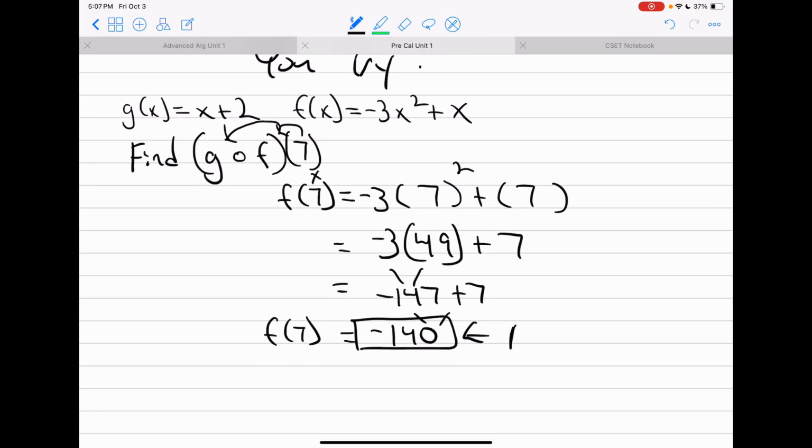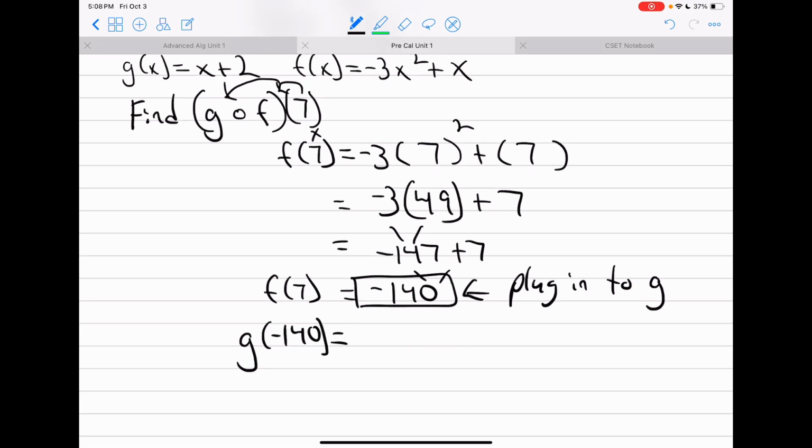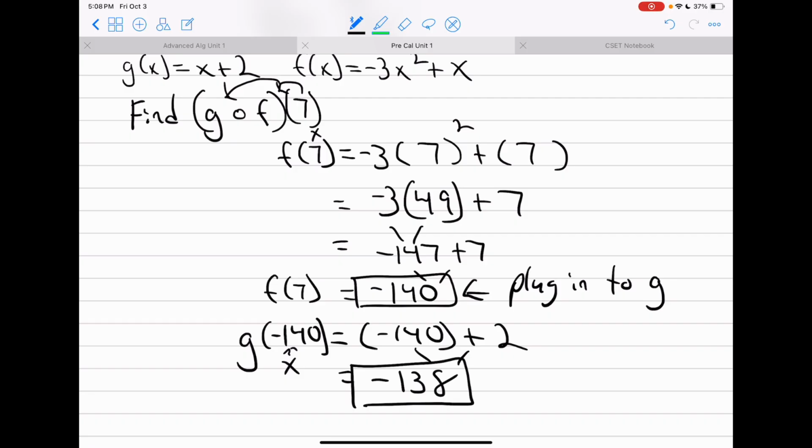This is what I have to plug into g. So now I'm going to find g of negative 140. And g of x said x plus 2. So I have x plus 2. And what do I put in place of x? Negative 140. Negative 140 plus 2 is negative 138. My final answer.